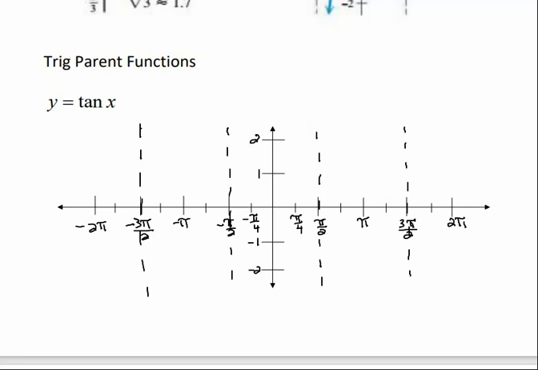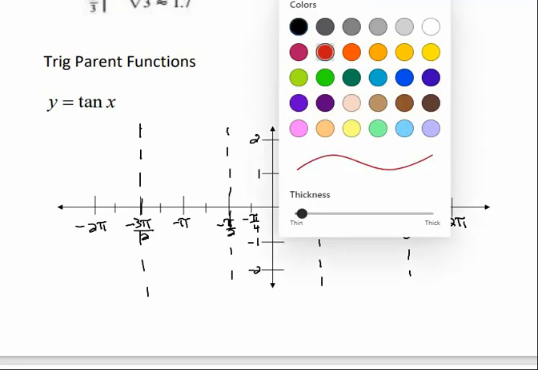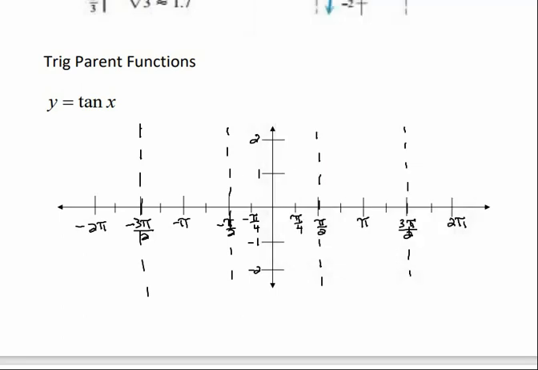And then tangent is going to be 0 every place that sine is 0. Well, sine is 0 at 0. It's 0 at pi, at 2 pi, negative pi, negative 2 pi. All right, and then at pi over 4, that's where we have the square root of 2 over 2 over square root of 2 over 2, so that's 1. So at pi over 4, we have a positive 1, and we have a negative 1 at negative pi over 4. And then our graphs get really close to the asymptotes, but they don't touch them.